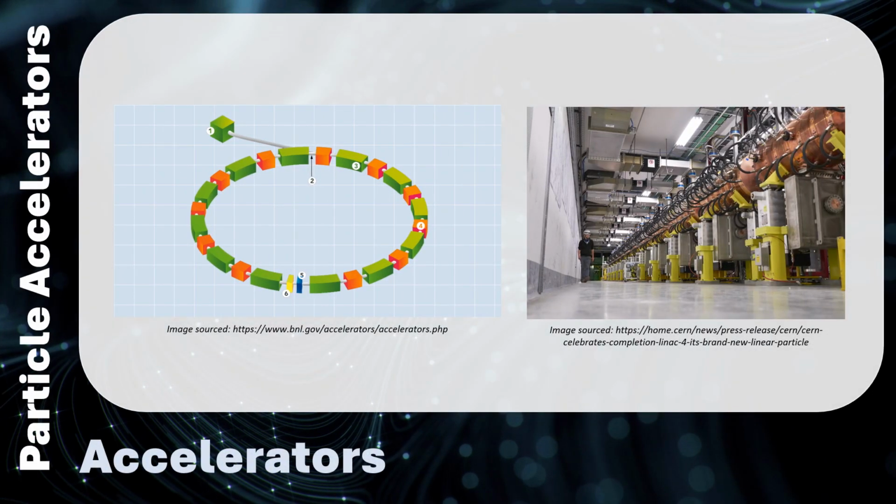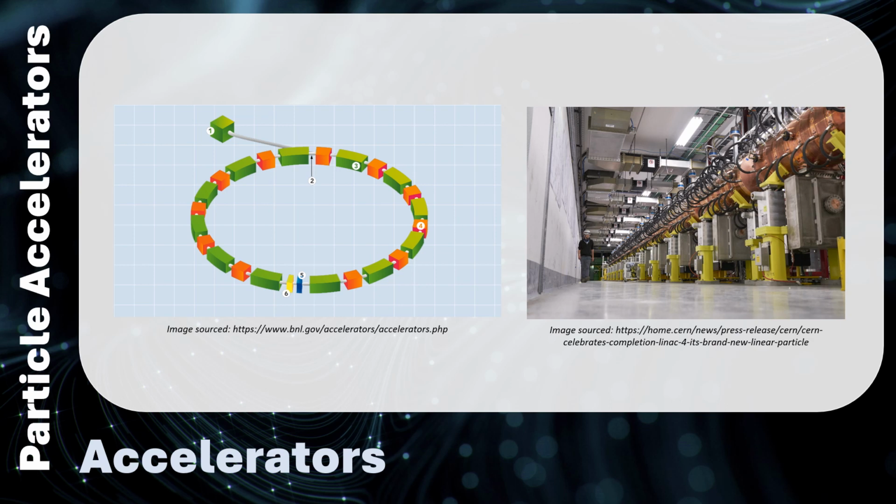There are many types of accelerators developed and in use today, but they all fall into two main categories: circular accelerators and linear accelerators. A linear accelerator uses its length to apply a constant acceleration onto a particle, so to increase the speed of a particle you need to increase the length of the accelerator.